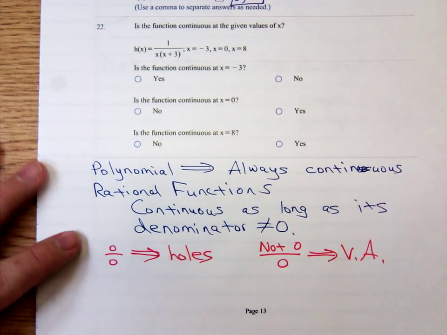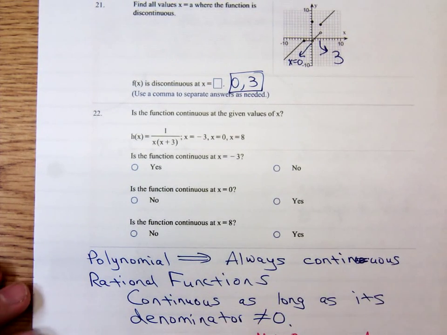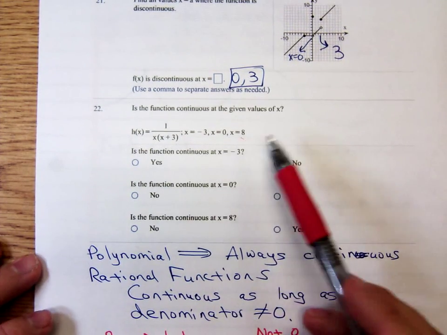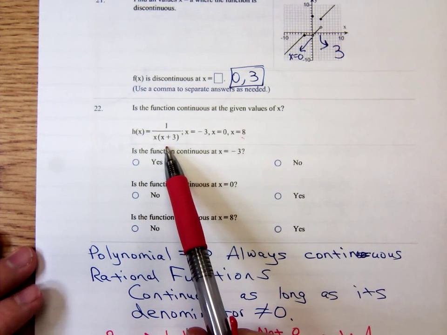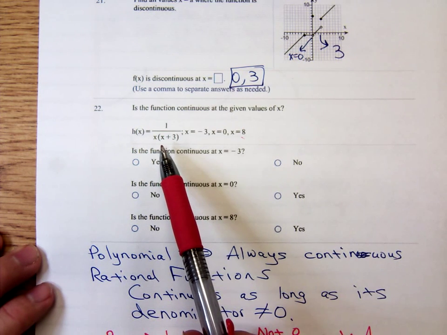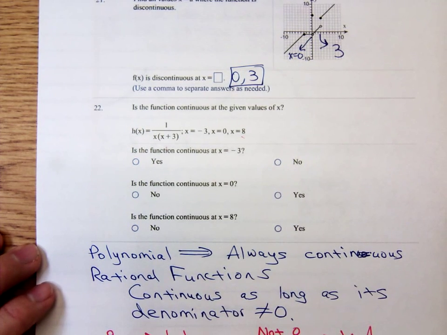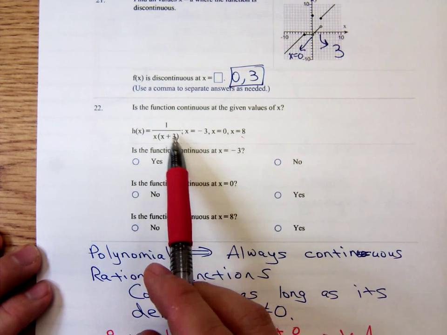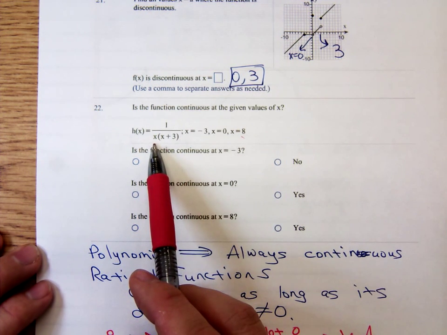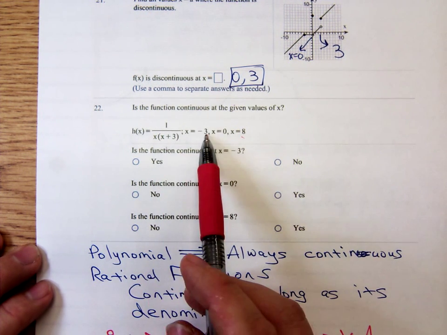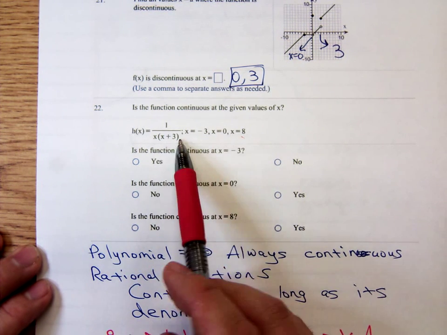So looking here at number 22. Is the function continuous at the given values of x? The function is continuous as long as that denominator isn't 0. So when I look here, I can tell there are 2 values where it's not going to be continuous. When is that denominator equal to 0? Well, that denominator is equal to 0 at 0 and at negative 3. If you plug in negative 3, you get a denominator of 0. If you plug in 0, you get a denominator of 0.